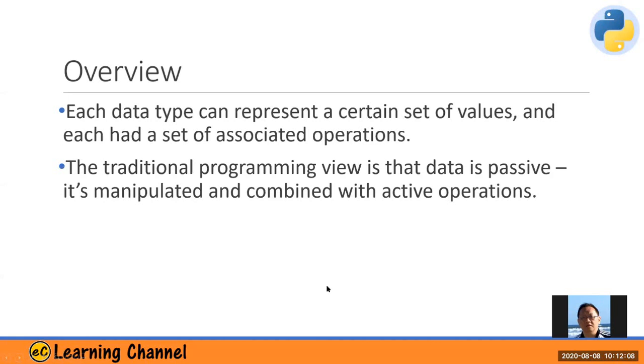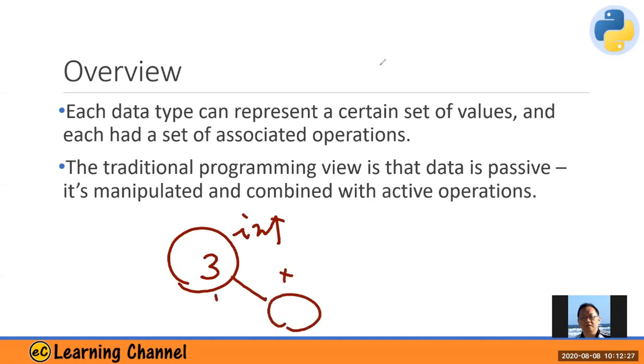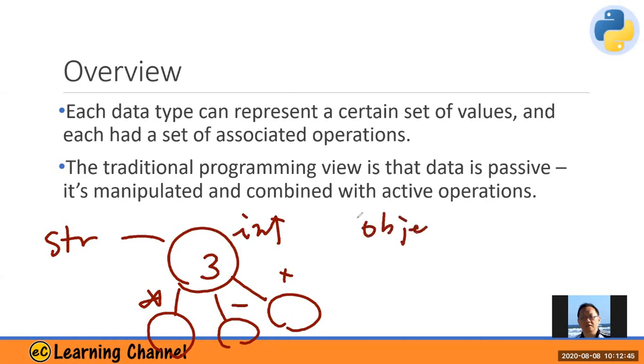So, an overview. Every data type can be represented as a set of values, and each has a set of associated operations. Here we talk about Python. Python has data values, so you have an integer that can store 3, but there are some operations such as plus, minus, times. You may also have a string function, so you can convert a number to a string. These are the so-called object view for the data.